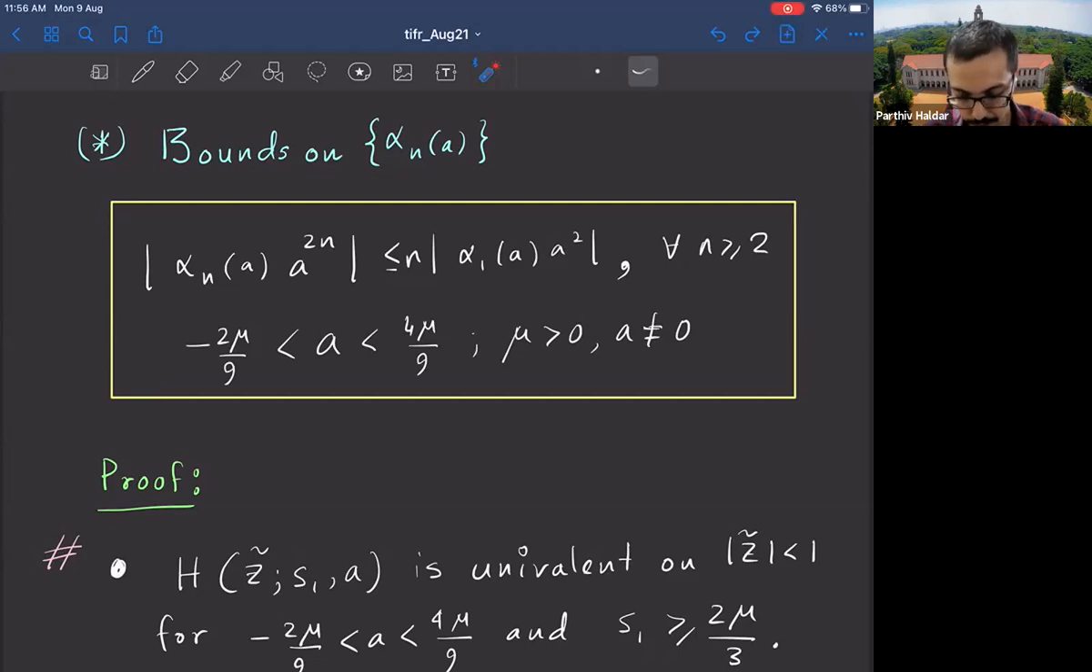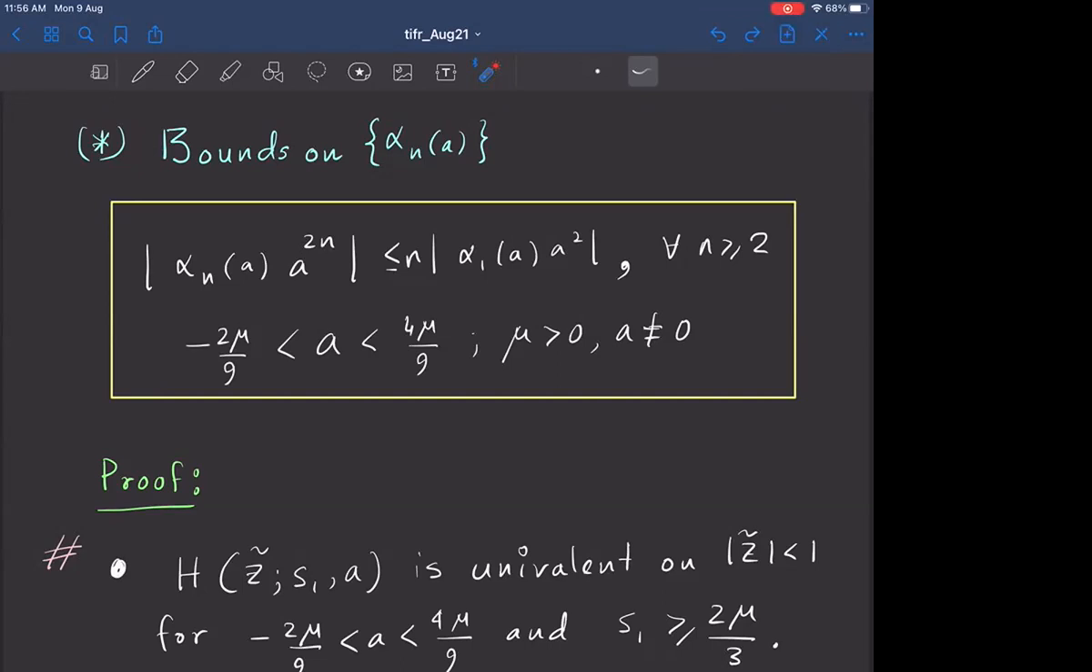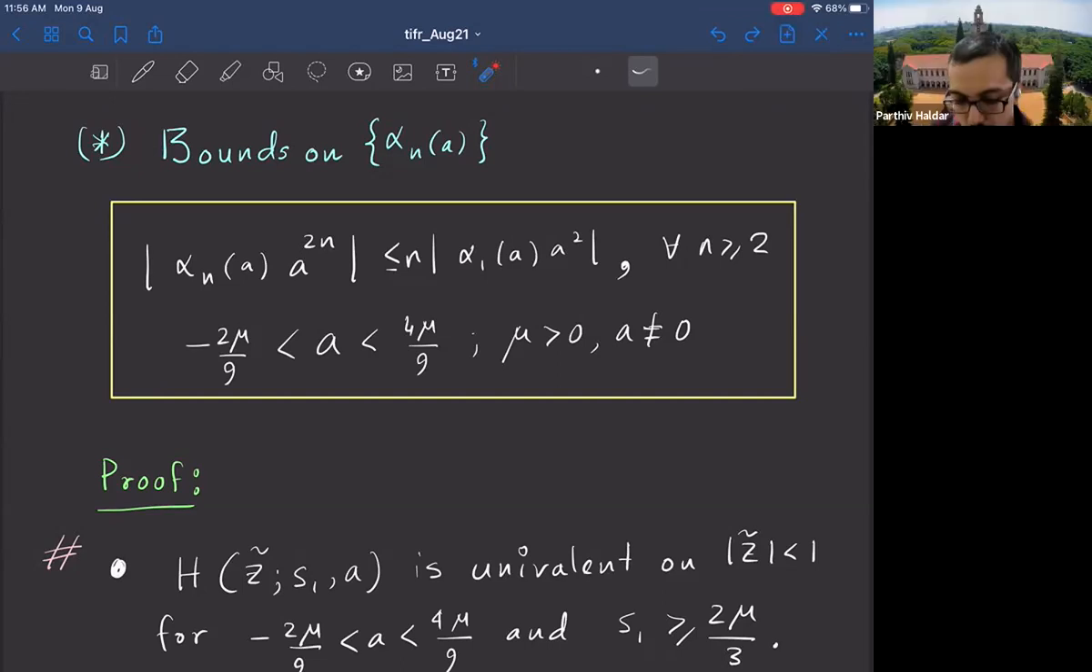Sorry, I thought the cut is always on the arc, right? Or is it not true? No, the cut is not always on the arc. The position of the cut actually depends on the range of A. I mean, what is the range of it? Okay. So, yeah.